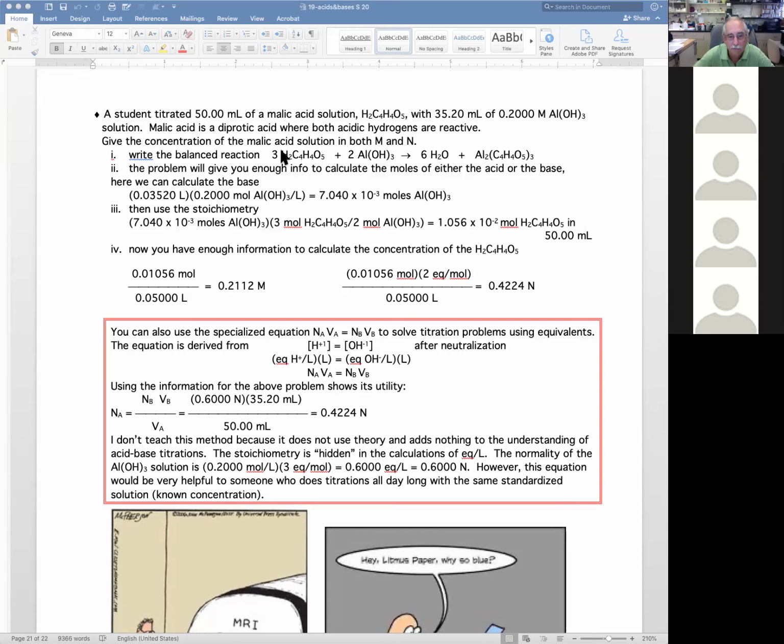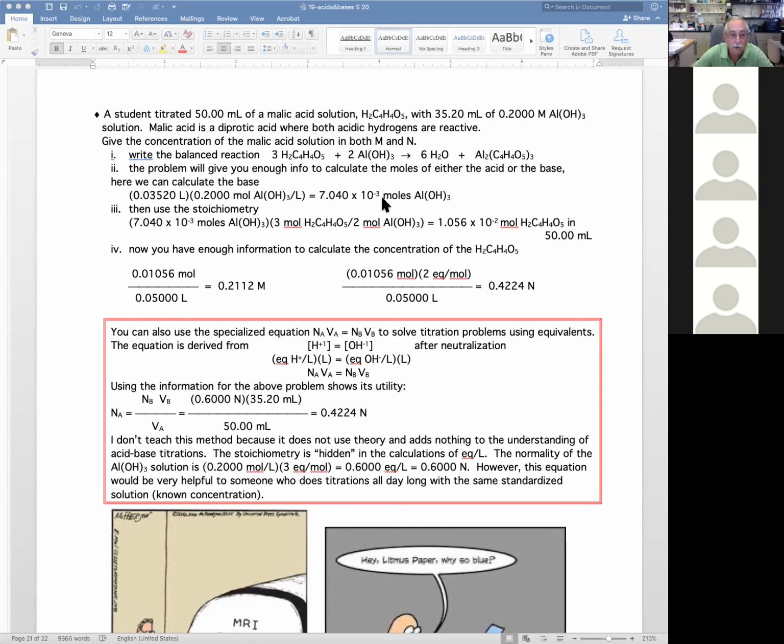So first we need to balance the reaction. And then what do we have enough of, the acid or the base? Here's the volume of the acid, we don't have the concentration. Here's the volume of the base, we got the concentration. So we can calculate the moles of aluminum hydroxide. So we did that. So here's the moles of aluminum hydroxide.